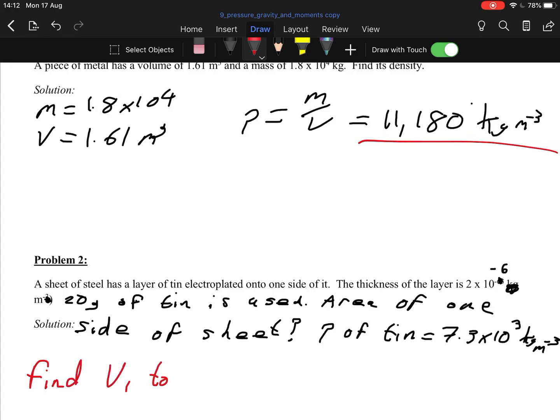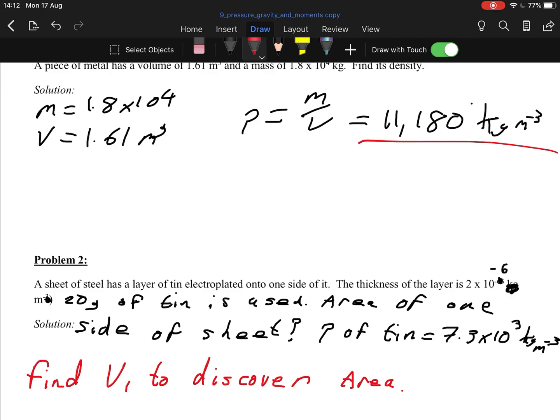So find the volume V to discover the area. Sheet of steel has a layer of tin electroplated on one side of it. Now the reason for that is because if the tin is electroplated onto one side of the sheet of steel, then that means that tin is going to have the same area as the sheet of steel. Do you get me? So if we were looking for the area of one side of the sheet of steel, we have tin electroplated onto that side.